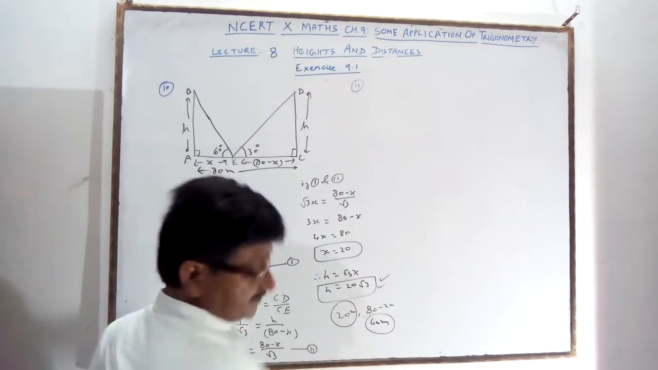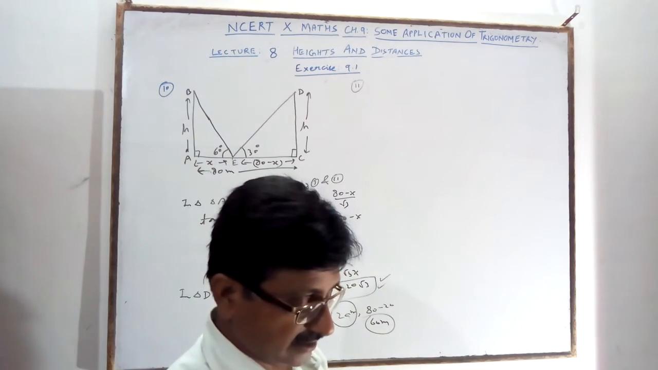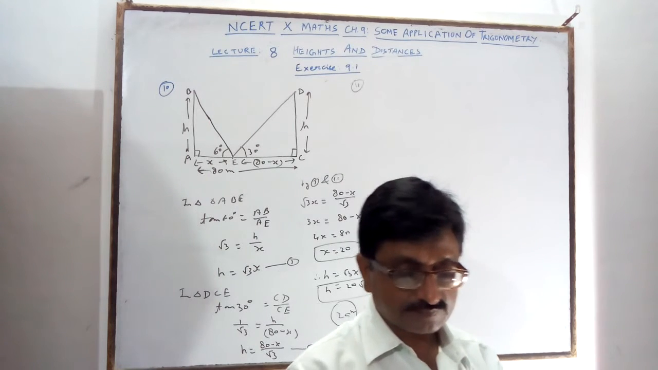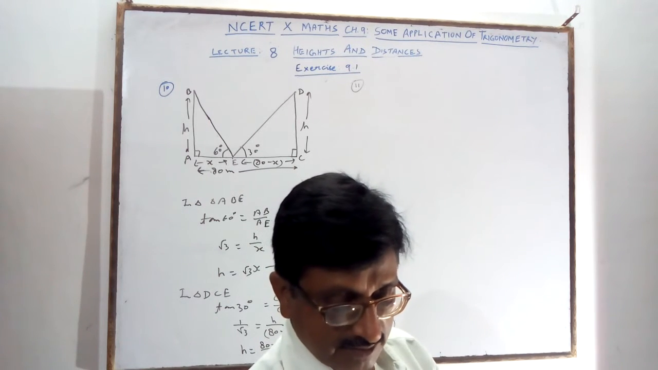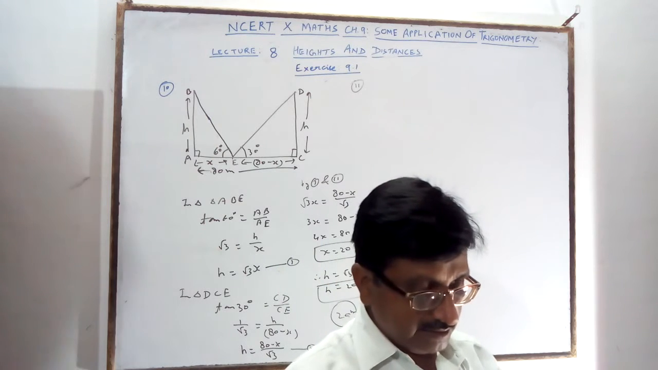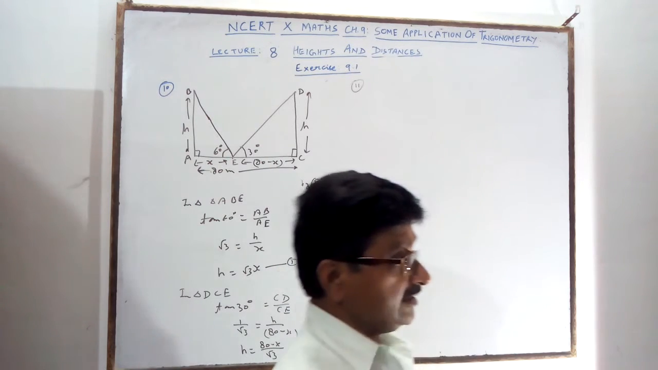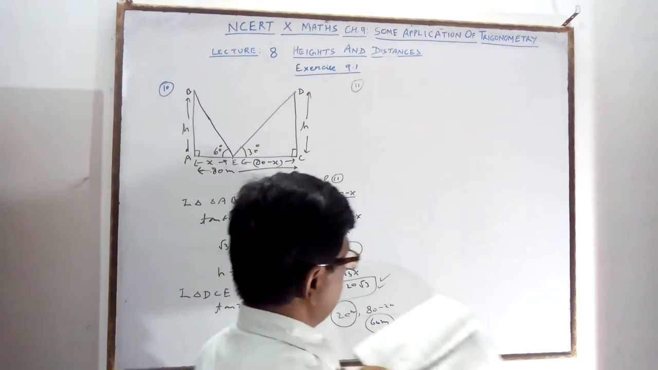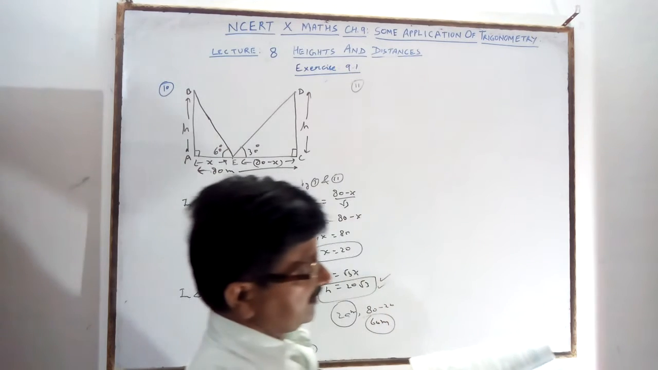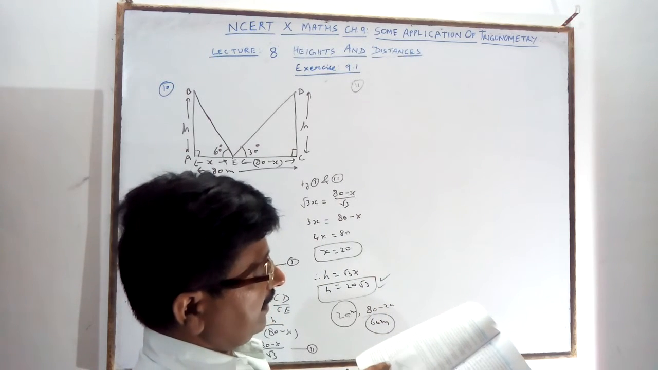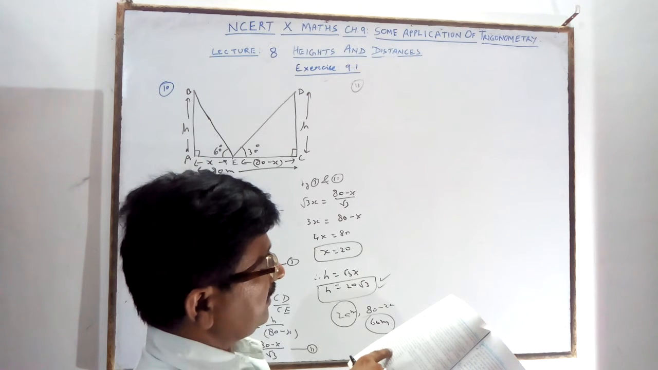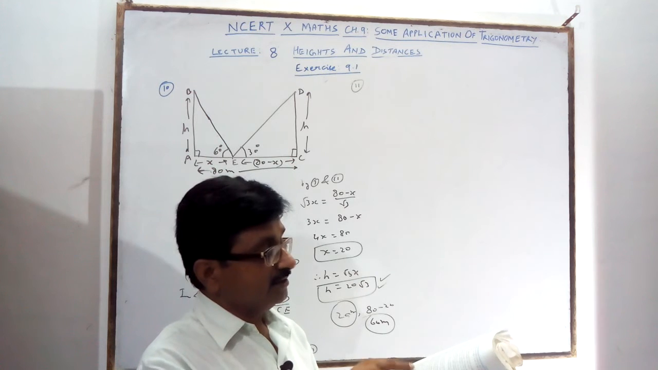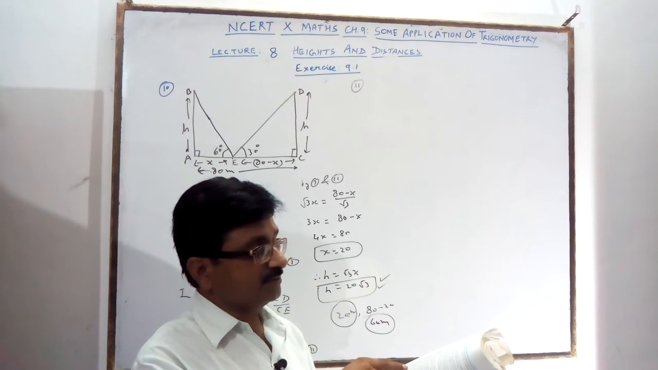Question number 11. We'll see question number 11. What is given? A TV tower is standing vertically on the ground. The TV tower is here, the figure is given, and from a point on the other bank, directly opposite to the tower, the angle of elevation of the top of the tower is 60 degrees.